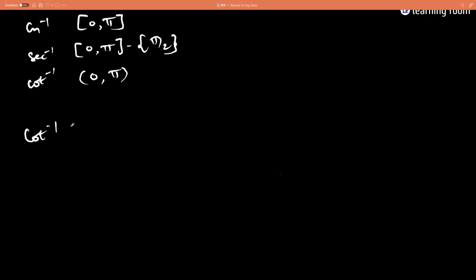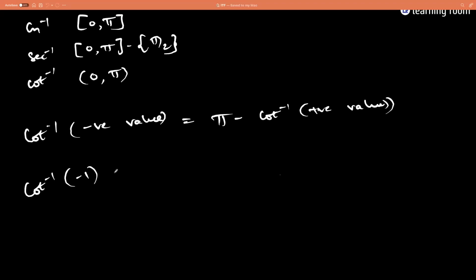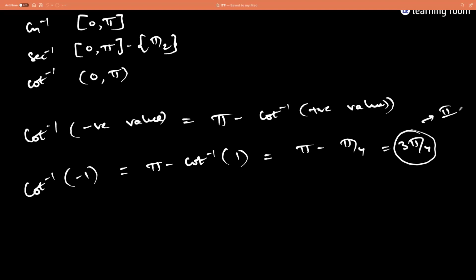Suppose you have cot inverse of a negative value. What you need to do is write it as pi minus cot inverse of the positive value. See, actually, this is a property which is deleted for you, but you can still use it. Pi minus cot inverse of the positive value. For example, if I have cot inverse of -1, what will I do? I'll write it as pi minus cot inverse of +1. So what will be the answer? Pi minus pi by 4. Answer will be 3 pi by 4, where this 3 pi by 4 belongs to the second quadrant. Guys, am I clear?